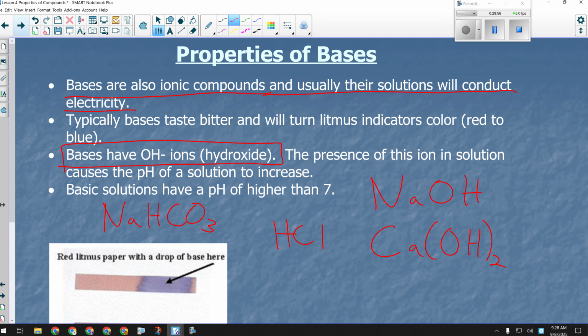So they're going to be good conductors, they're going to be ionic, and they're always going to be an ionic compound that ends in OH.